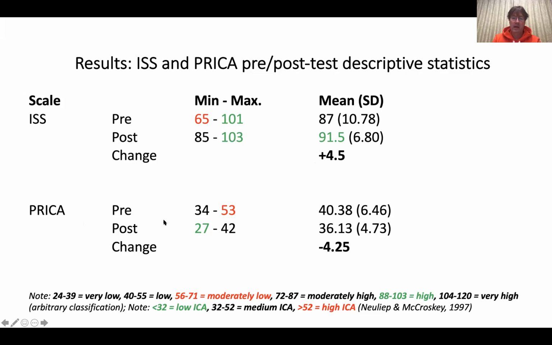Regarding the PRICA scores, again over here, 34 indicates medium ICA, 53 would be a higher level of ICA, and 40 would be medium ICA for the actual mean. In the post results, 27 is low, 42 is medium, and then 36 is also within the medium zone. And there was a decrease in ICA of 4.25. So basically, as the intercultural sensitivity rose, the intercultural communication apprehension decreased, which is what you would expect.